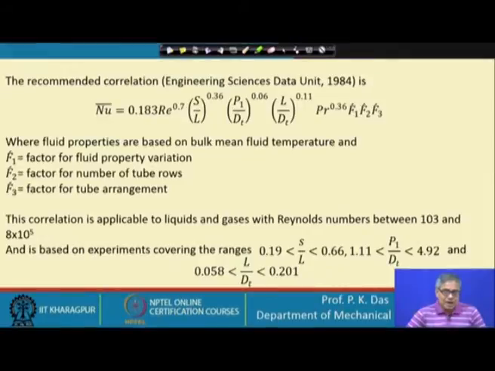So, what are there? Nusselt number will be a function of Reynolds number and Prandtl number. So, these two non-dimensional numbers are there. Then this is not a simple geometry, so many geometrical parameters are there.